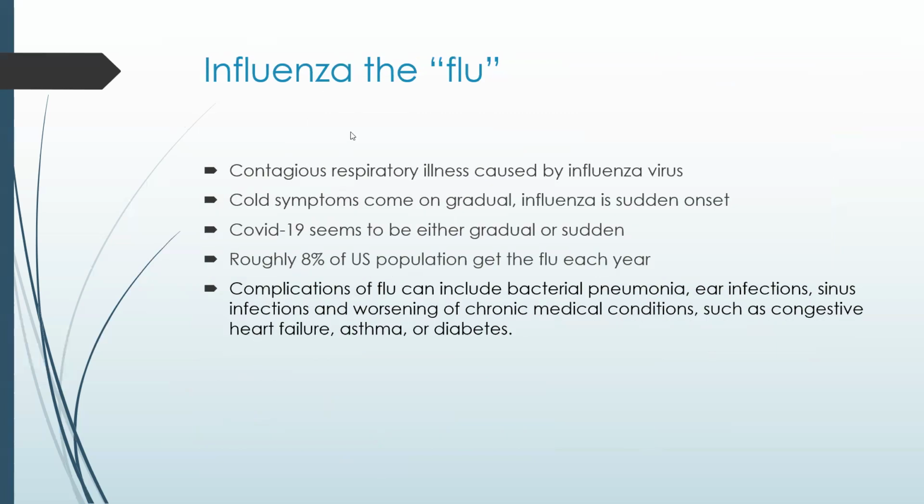So influenza, or the flu, is a contagious respiratory illness caused by influenza virus: influenza A, influenza B, H1N1, there's all kinds of different viruses. Cold symptoms come on gradual. The flu has a sudden onset. COVID-19 seems to be either gradual or sudden.